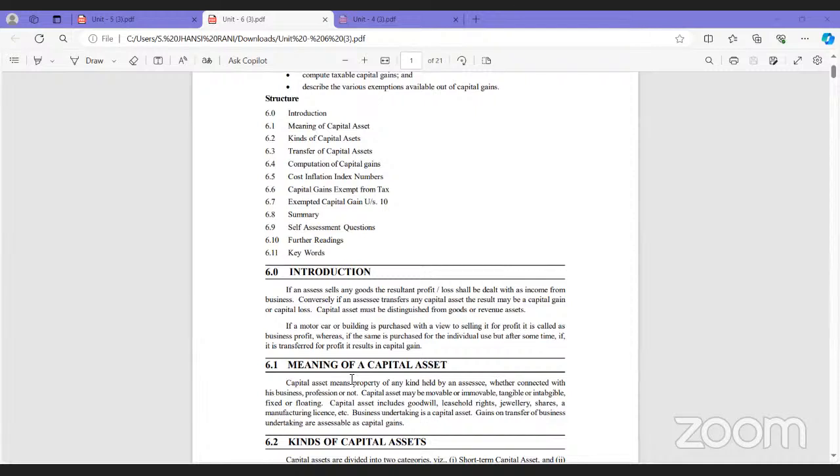And how do we calculate income from capital gain? We ascertain the income from capital gain by a certain format we have. Before going to that, you should know some points: cost of acquisition, cost of indexation, cost of improvement. You should know what is indexation.